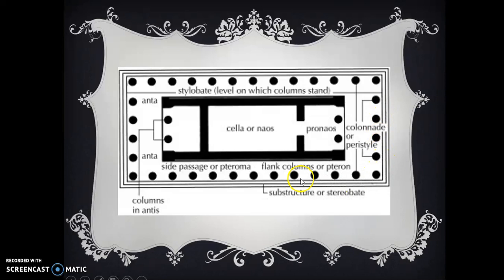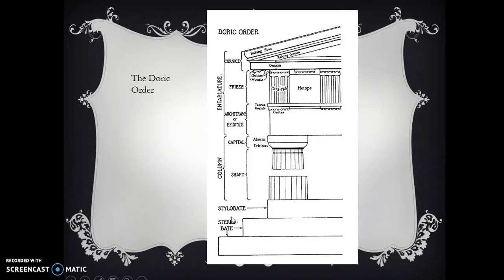And like we talked about at the Carnegie, mathematically they would get their number of columns and then double it and add one on each side. So here's what the Doric order looks like.